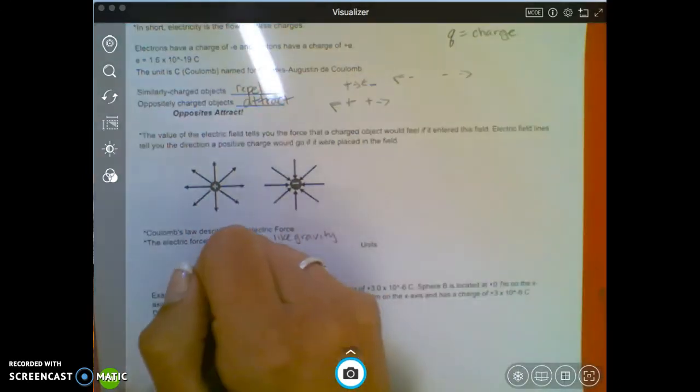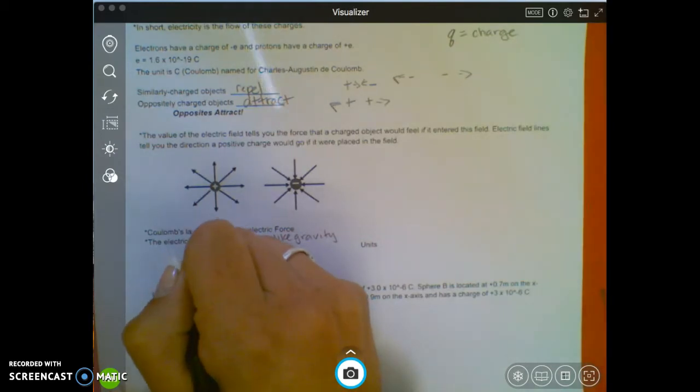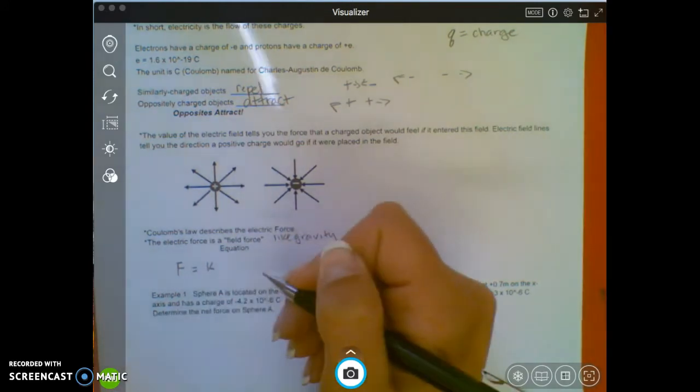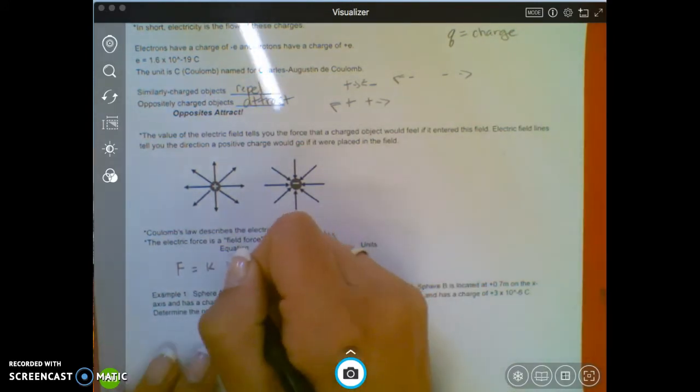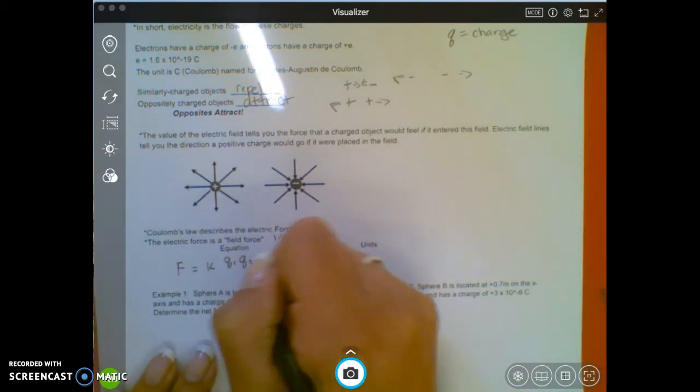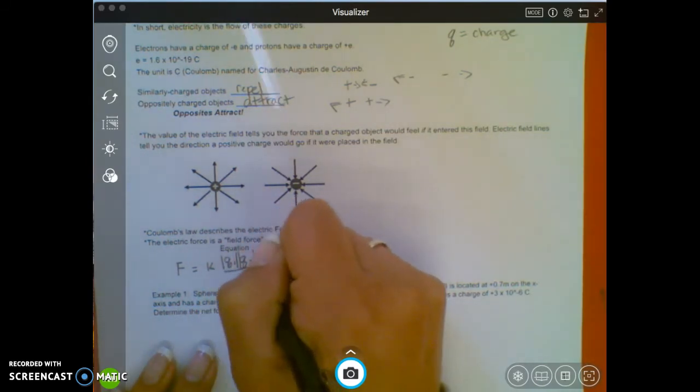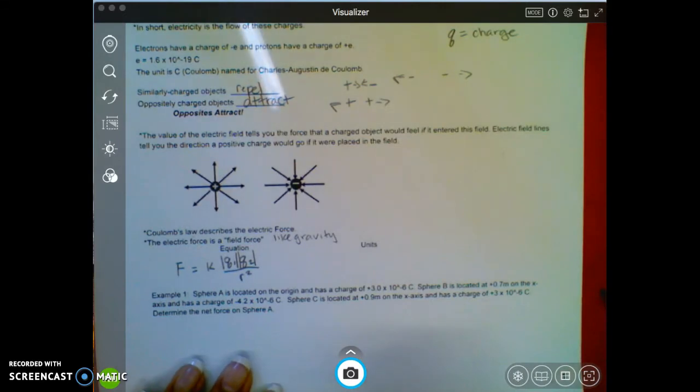The equation for the electric force, we use F for the electric force, is equal to K, I'll explain what K is in just a moment, Q1 Q2 over R squared. And really, this is the absolute value of these charges. And the units will be coulombs.